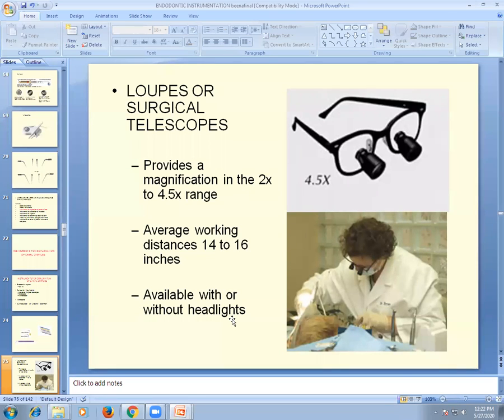Okay, so this is the picture you can see with a 4.5x zoom in it, and the average working distance is also reduced. See, you can see the dentist working on the patient. Otherwise, all of us literally go into the patient's mouth and see where the canal is. But with loops, it becomes very easy.